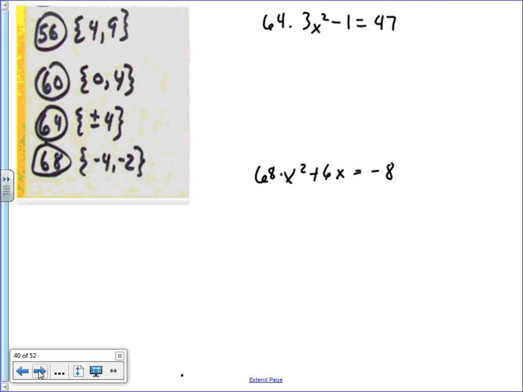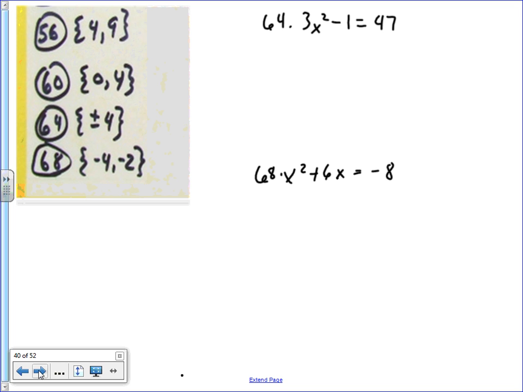All right, moving on. There are some more solutions, and I'll work these problems for you. Number 64, 3x squared minus 1 equals 47.